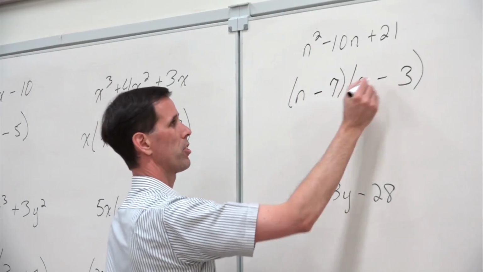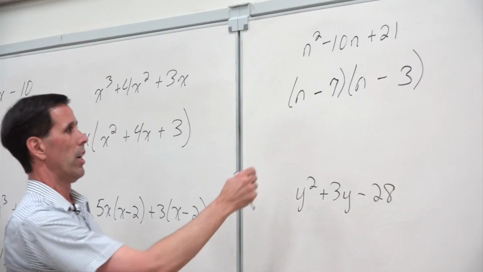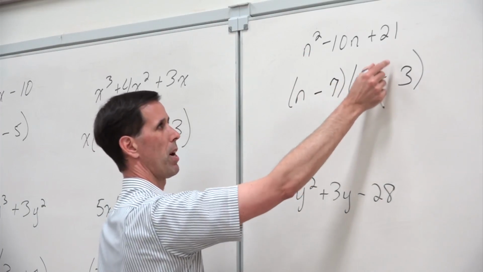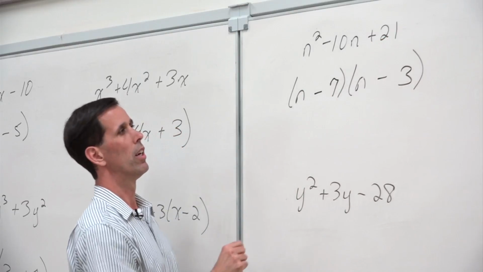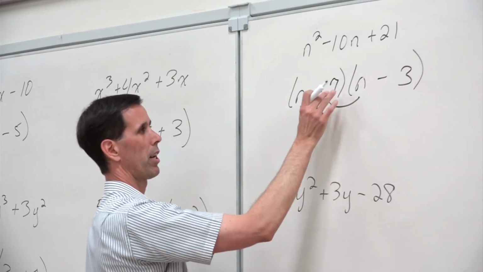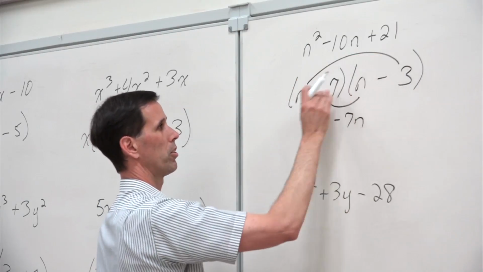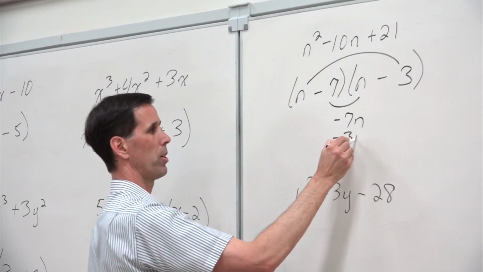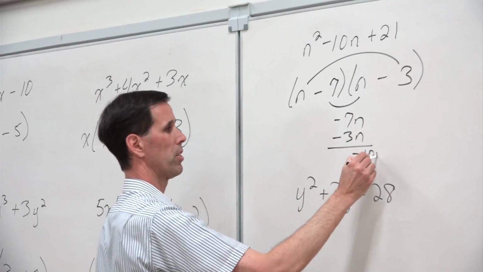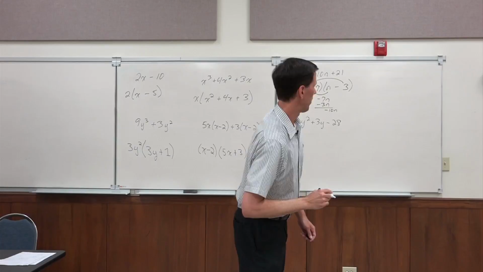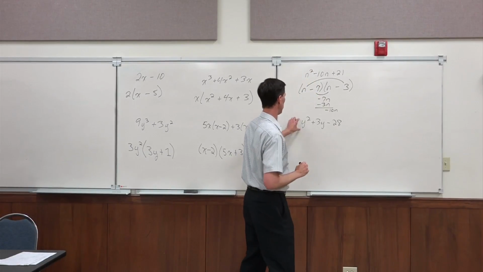So if we put in a minus here for each one, and we check it, n times n would be n squared. Minus 7 times minus 3 is plus 21. And when you check your middle product here, negative 7 times n is negative 7n. If I do these outer ones here, n times minus 3 would be minus 3n. That would add up to the negative 10n that I need here in the middle. So it would check, all right? So let's try another one.